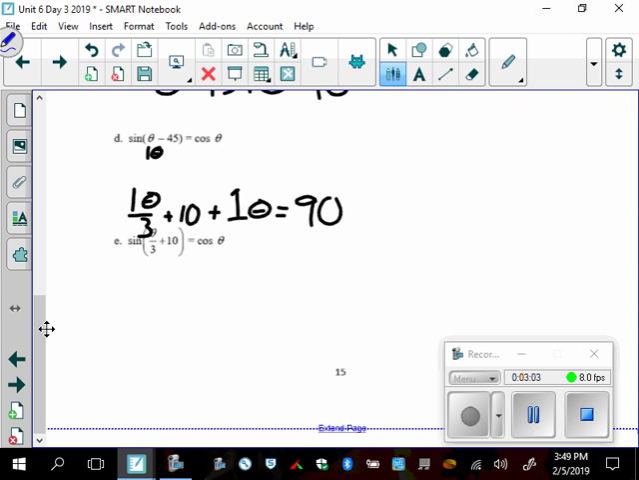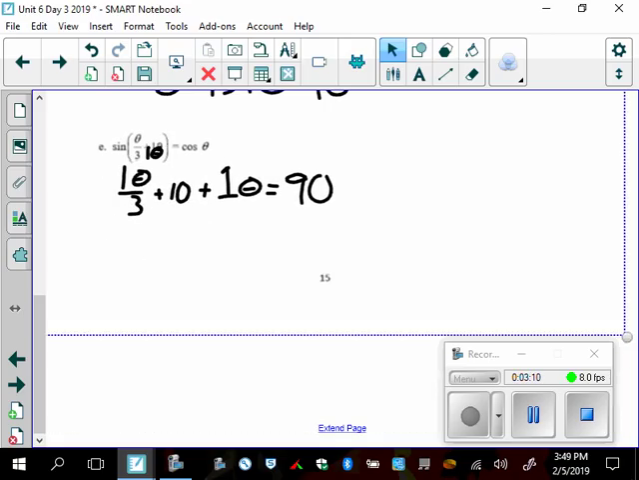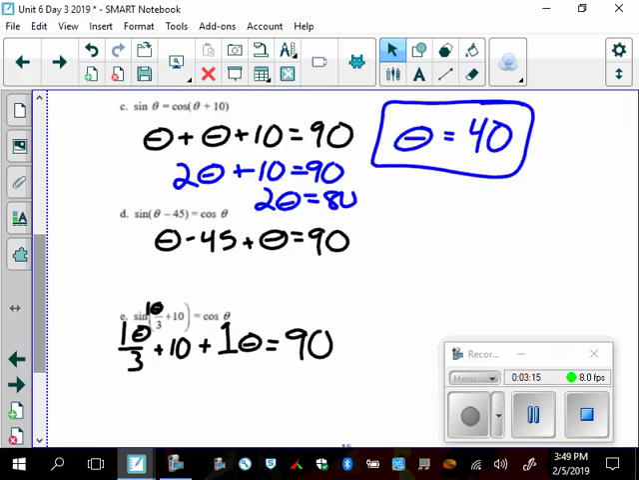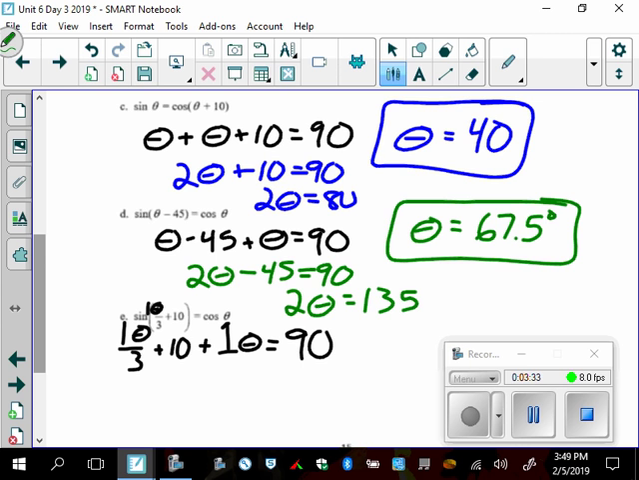Similar idea with D. I know what's going on here. Okay, so similar idea, I would have 2 thetas minus 45 equals 90. That would give me 2 thetas equals 135. And when I divide by 2, 67.5. I don't think they're going to make it more complicated than that.